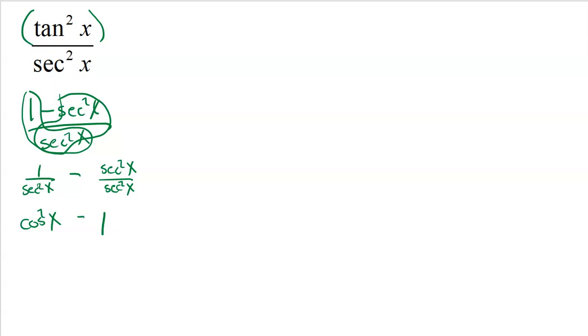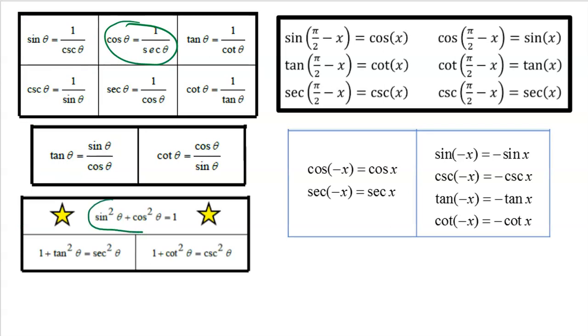So now I got 1 minus cosine squared, and that looks pretty simple, but I can even do you one better. Look at the original Pythagorean identity right here. If I, listen, you got to really follow me here on this. If I subtract the 1 over and then subtract the sine squared over.